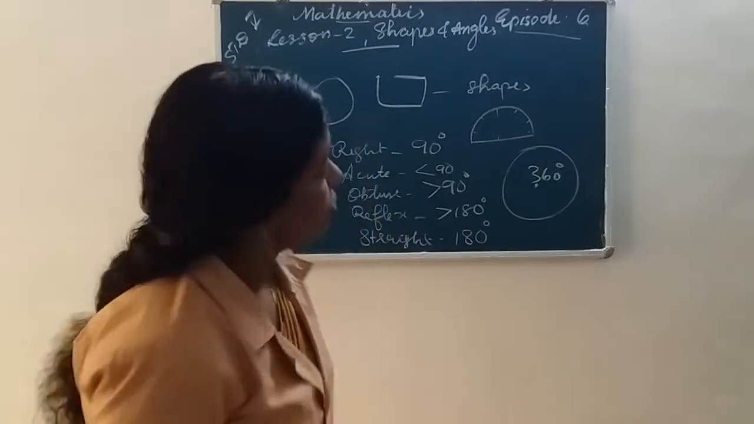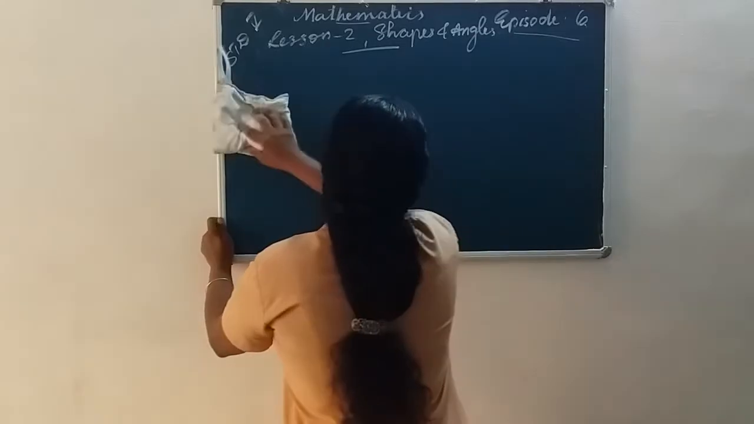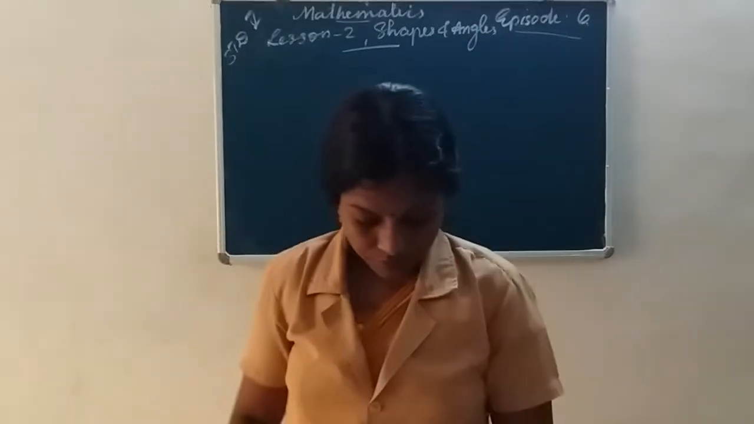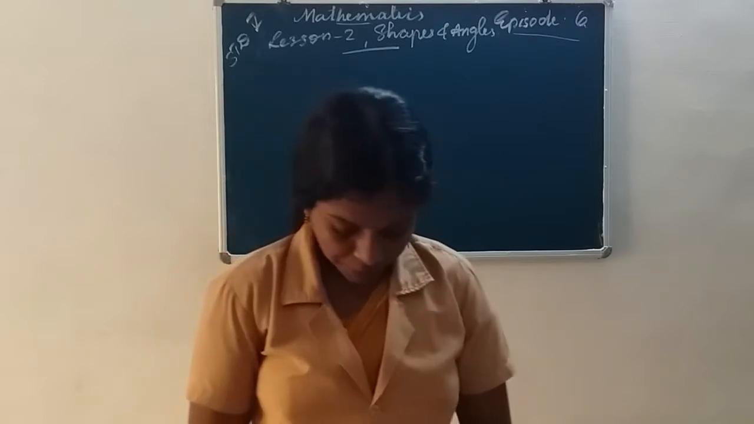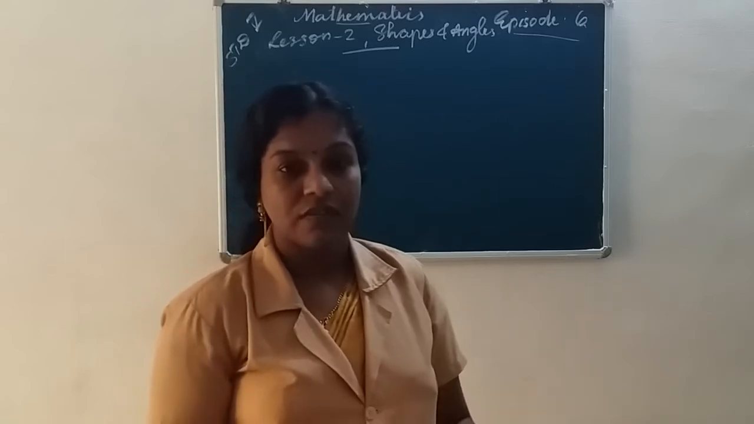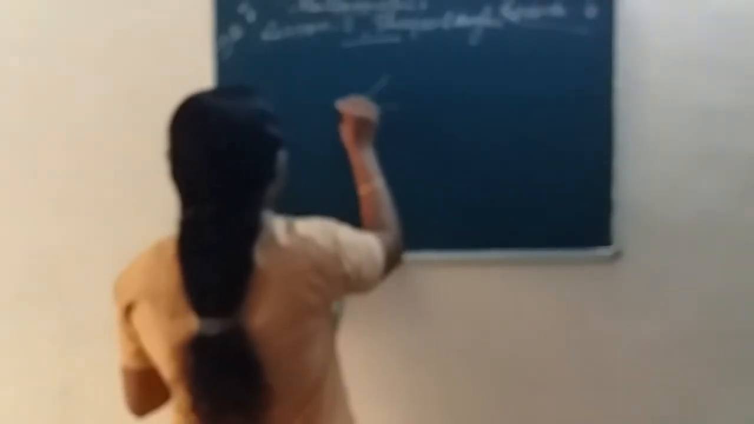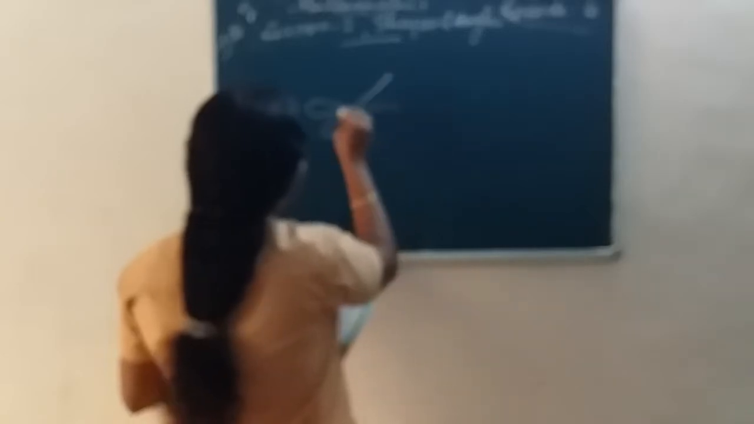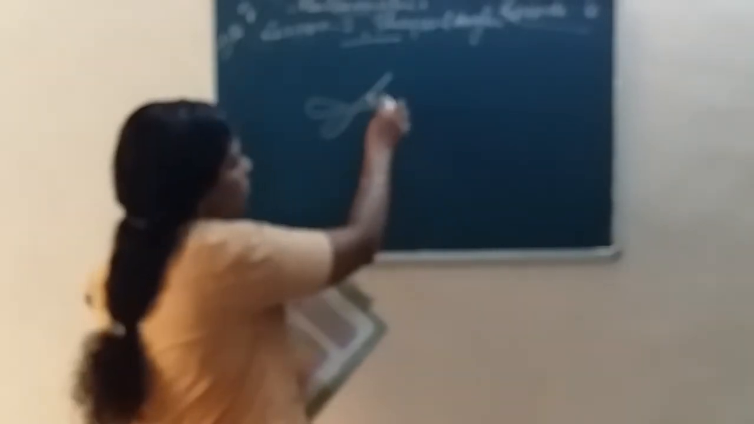Now we are going to do some activities from this lesson. Here in page number 21, there is a practice time question for you. Some pictures are given here. All of you take your text and open page number 21. First one is a scissor. Here, which type of angle is this?